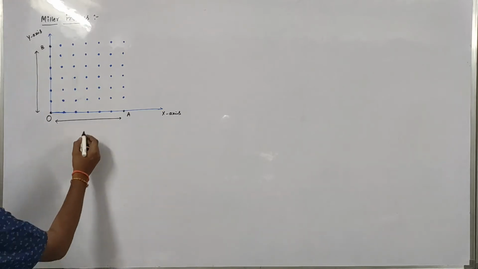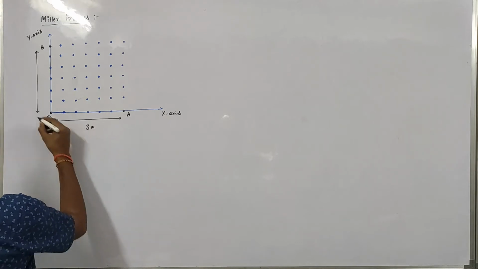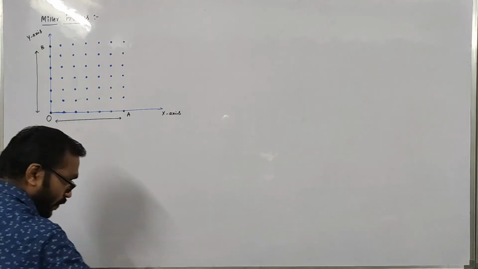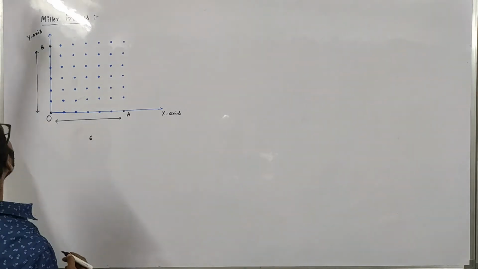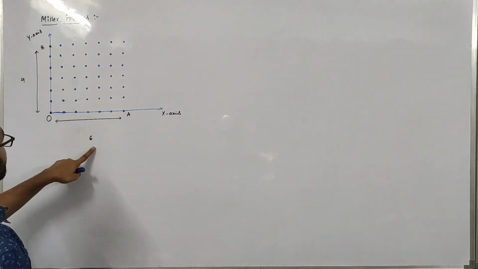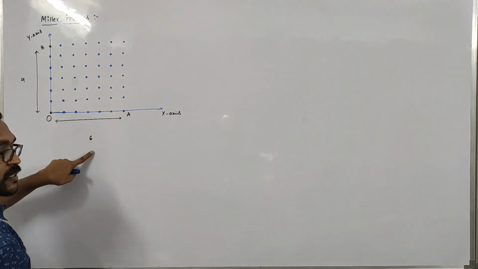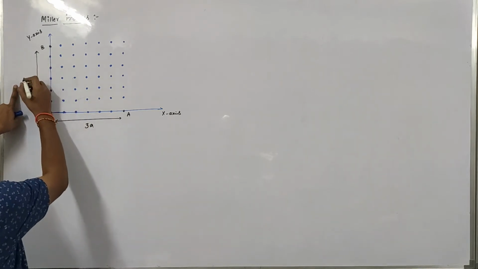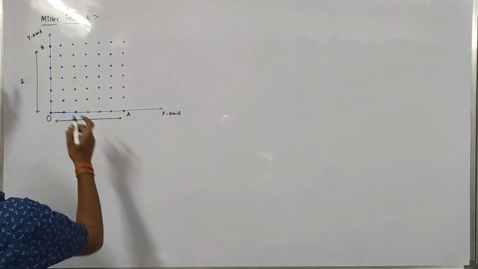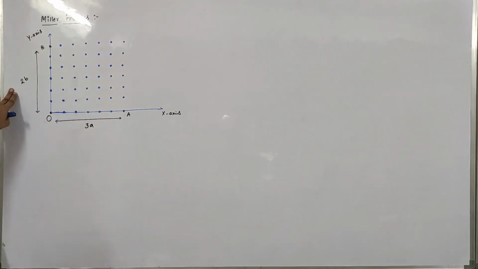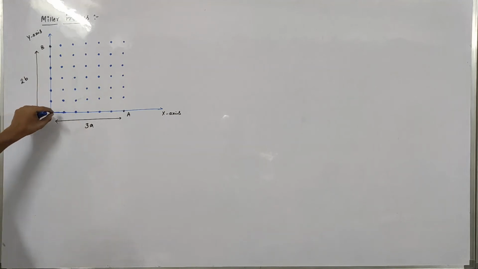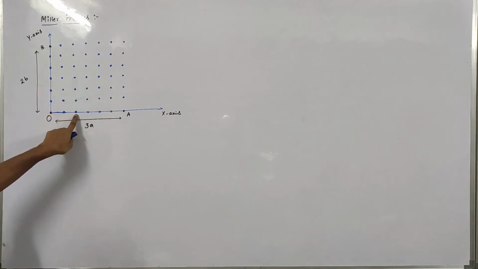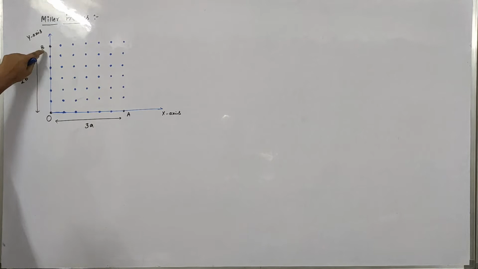Let me assume this as 3a. Take this board into consideration. What is the length of this board? 6 feet. Height 4 feet. So 6 feet, 4 feet means what is the ratio? 3:2 ratio. That's why I am taking this as 3a, this as 2a, and of course this as 2b. What we call these points as intercepts. These points are intercepts on the axis.